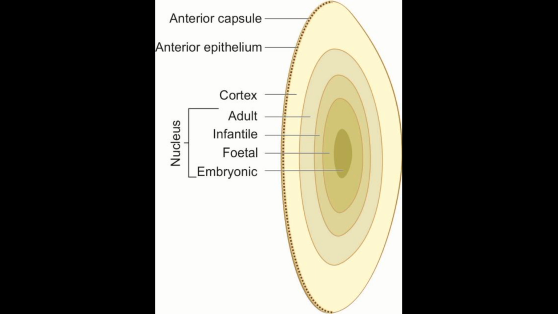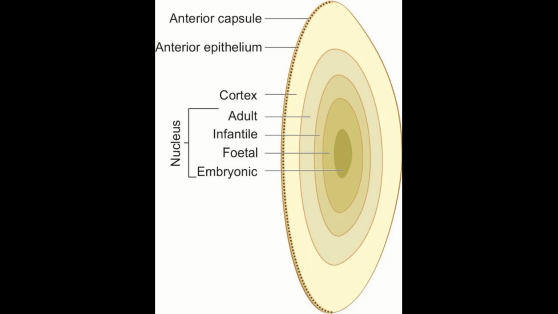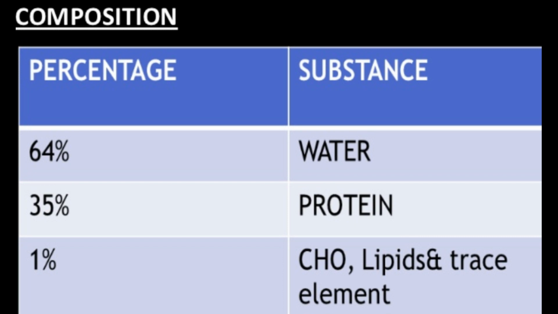Anteriorly, beneath the capsule, there is epithelium known as anterior epithelium, which is absent posteriorly, followed by there is cortex and the nucleus. The cortex consists of newly formed lens fibrils and the nucleus consists of older fibers. It consists of 64% of water, 35% protein and 1% of carbohydrate, lipids and other trace elements.